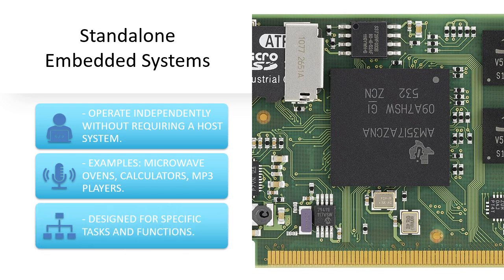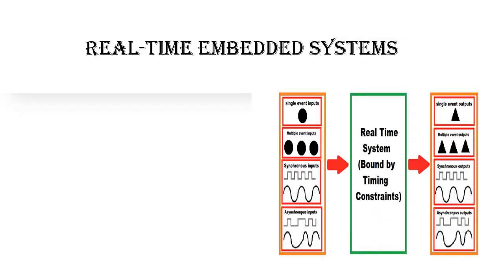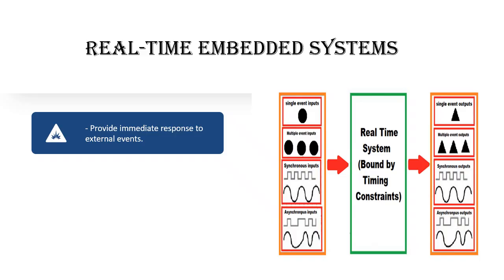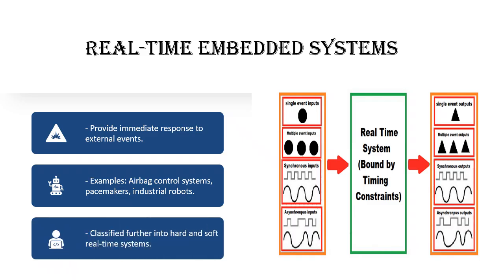Real-time embedded systems. Real-time embedded systems respond instantly to external events. They are crucial where timing is critical, like in airbag deployment, pacemakers, and industrial robots. They can be classified as hard real-time or soft real-time, depending on the strictness of timing requirements.